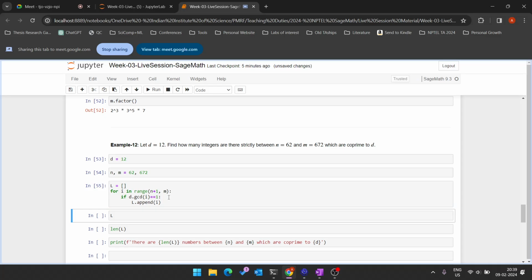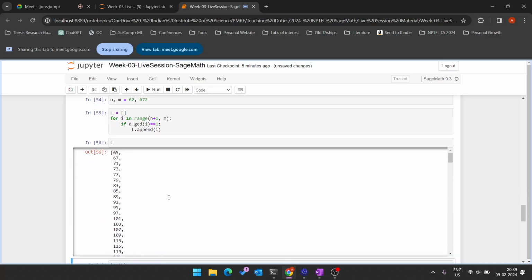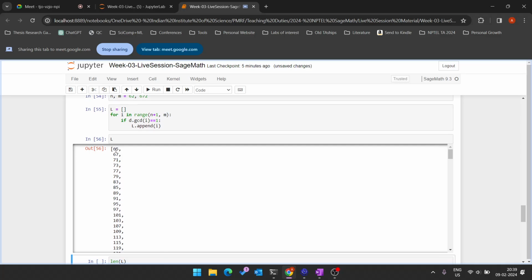So if I look at my list L, these are the numbers I am obtaining. So 65 and 12 do not have a common factor. 67 and 12 do not have a common factor. 71 and 12 do not have a common factor. 69 and 12 do have a common factor of 3. So that is why it is omitted.